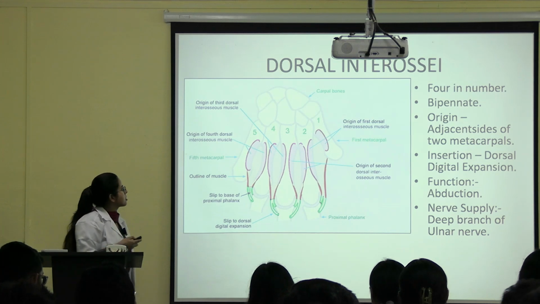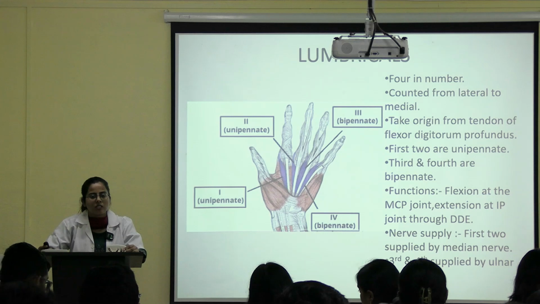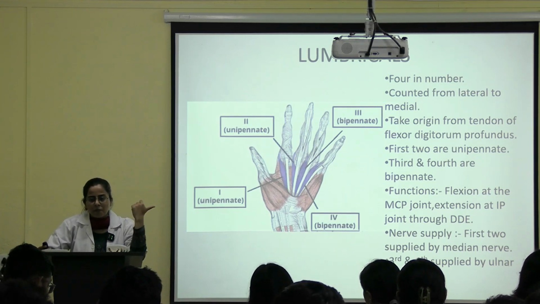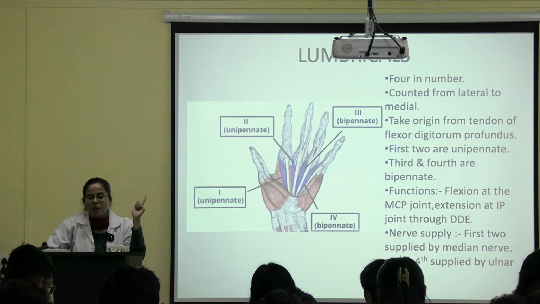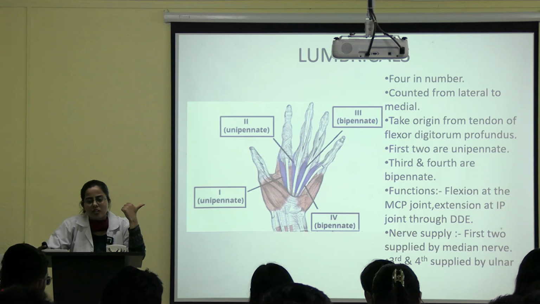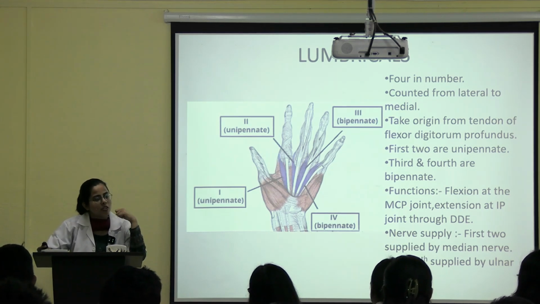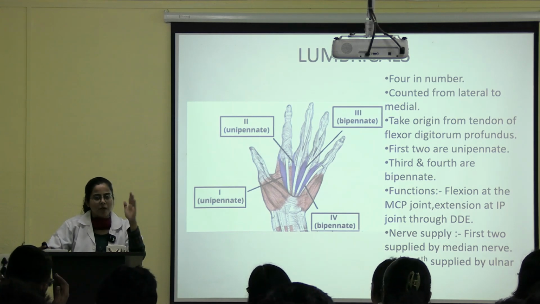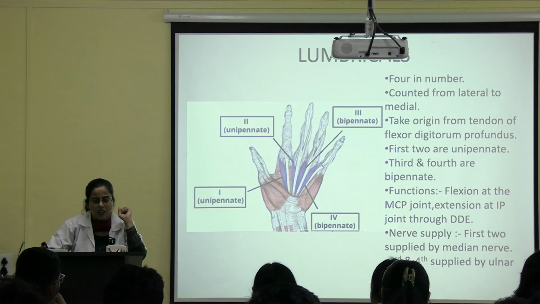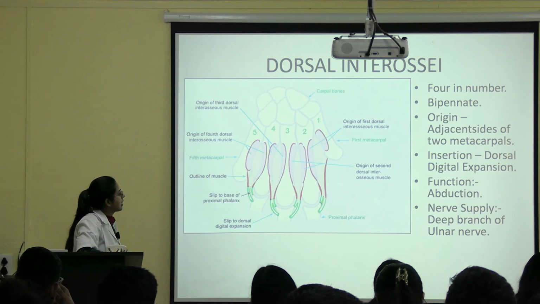Okay, and inserted similarly in the dorsal digital expansion. So can you tell me the differentiating features, anyone? Palmar and dorsal. So both are 4 in number. Palmar is unipennate, dorsal is bipennate. Both are supplied by ulnar nerve. Function of palmar interosseous? Adduction. Dorsal? Abduction. Okay. Origin from? Palmar origin from one side of the metacarpal. And dorsal origin from adjacent sides of both metacarpals. Clear? And insertion in?